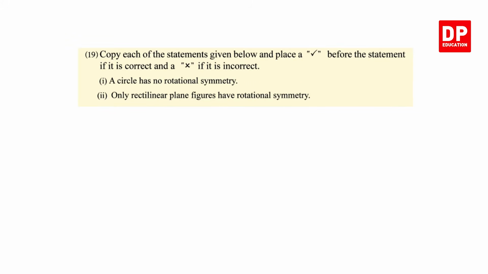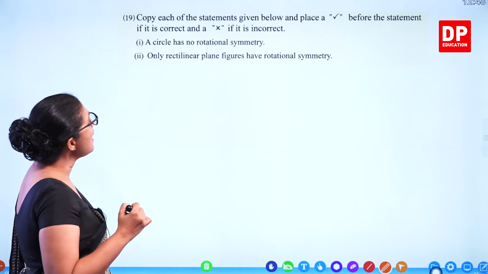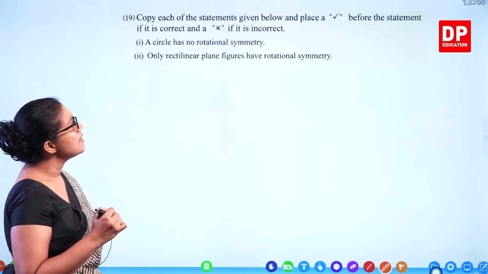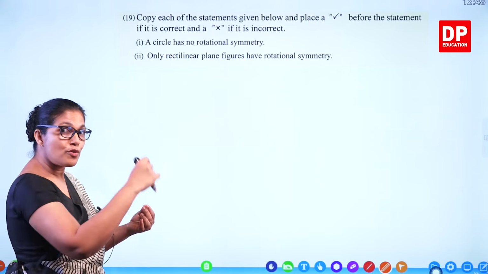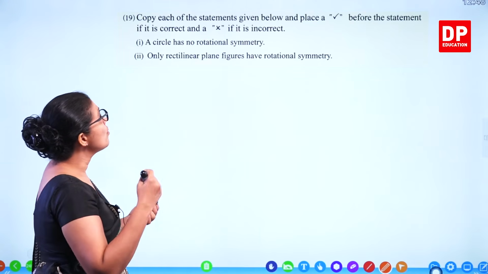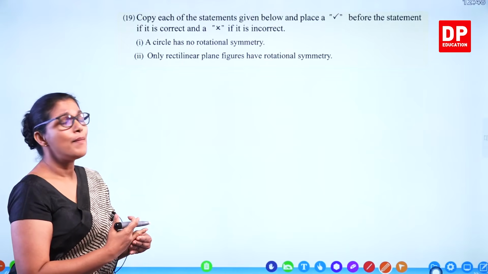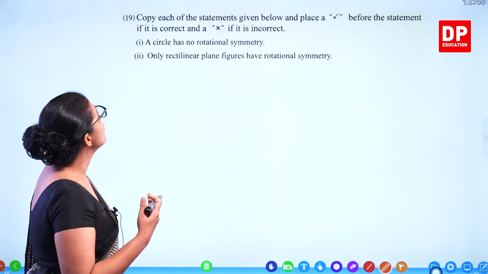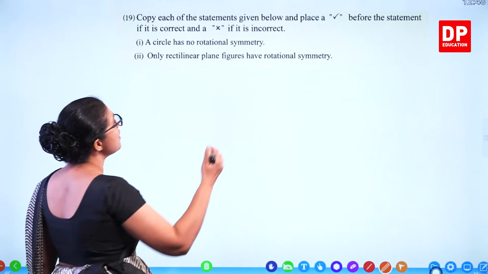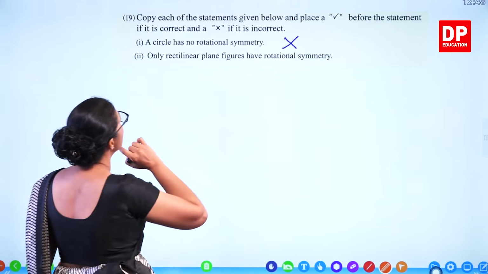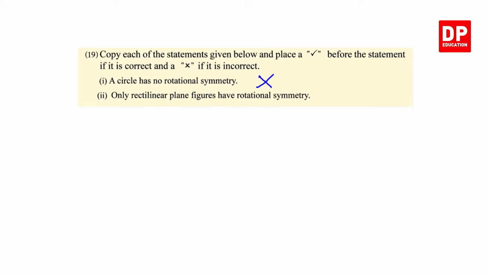Copy each of the statements given below and place a tick before the statement if it is correct and a wrong mark if it is incorrect. A circle has no rotational symmetry. So when you rotate a circle, you get the same figure infinite times. So you can't say no rotational symmetry. That's wrong.